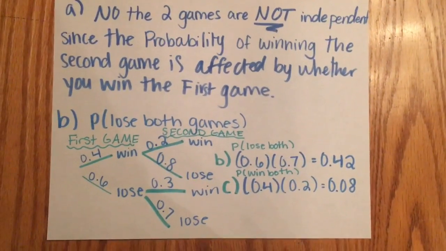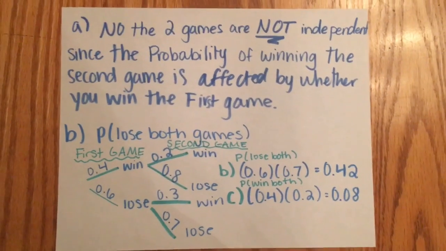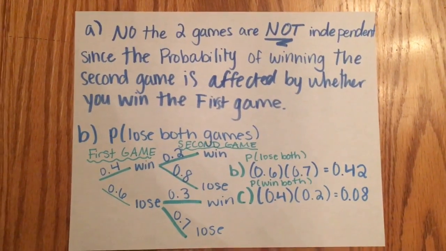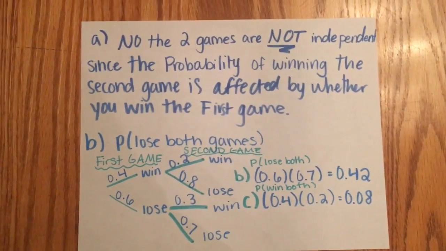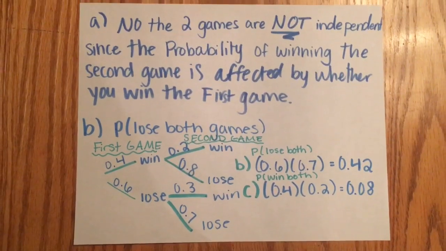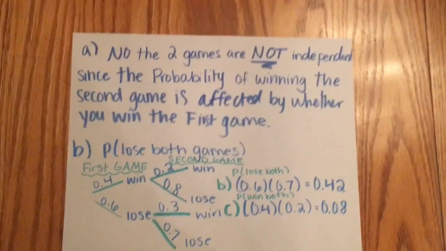Okay, so for part A, it asks, are the 2 games independent? Explain. So I said, no, the games are not independent, since the probability of winning the second is affected by whether you win the first game. And the definition of independent is that the 2 do not affect one another. So that proves that they are not.